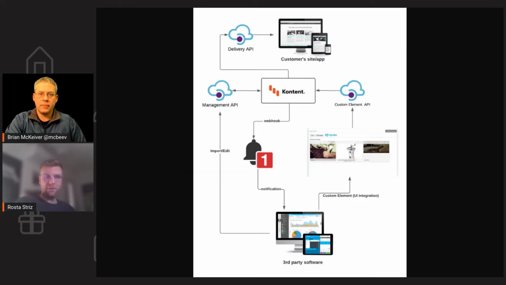Obviously, it's a little bit different than the delivery API. It's not really optimized for reading. So you can't really read a lot of data. It doesn't have a listing endpoint, anything like that. But it's just specifically for manipulating types and settings and content items.